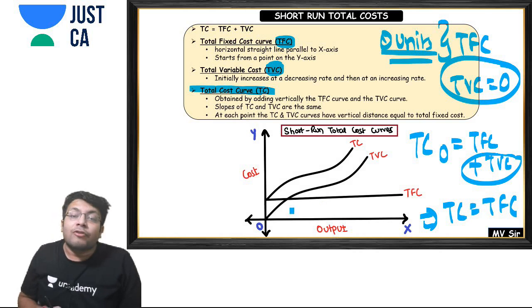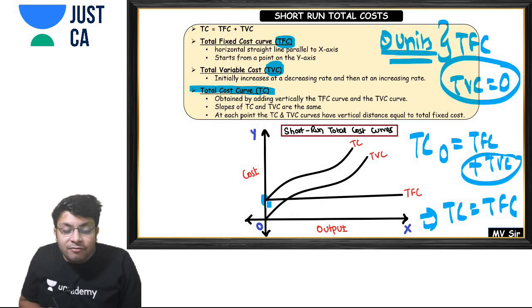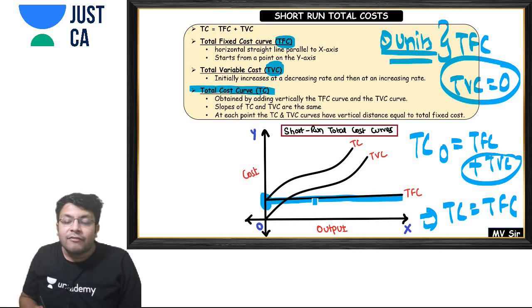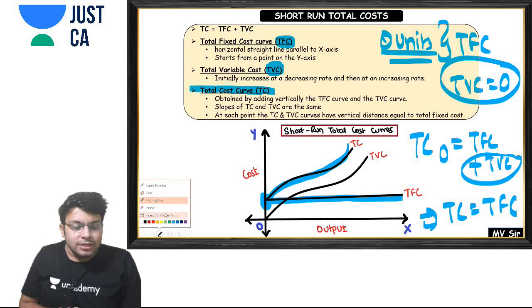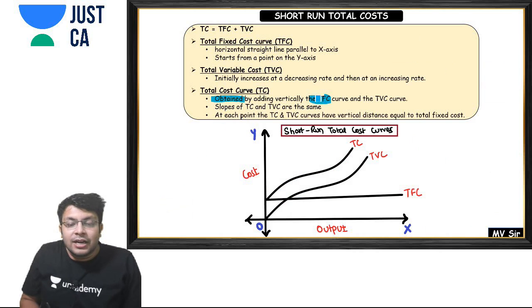So that is why, from the point on the y-axis from where the total fixed cost has started, from the same point your total cost curve also starts. So see, it is obtained by adding vertically total fixed cost and total variable cost. The slopes of total cost and total variable cost are the same.